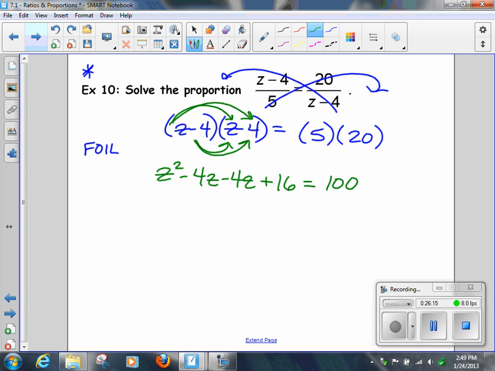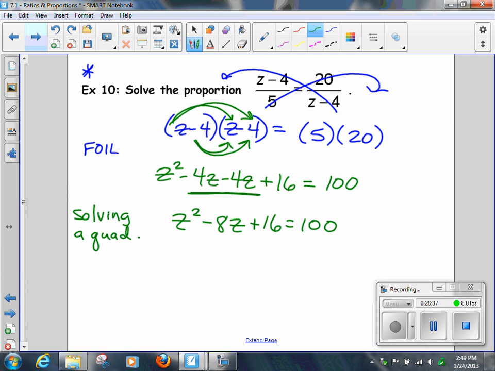Am I done? Nope. I got to combine like terms. What's minus 4Z minus 4Z? Negative 8Z. We got to get this. Now we're solving a quadratic. No, there are no like terms now. Z squared, Z squared. 8Z is 8Z. No, you don't subtract 16. You subtract 100.